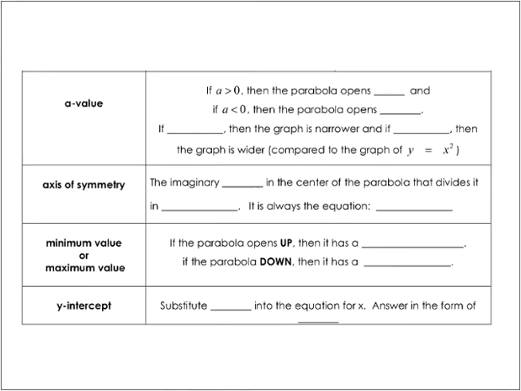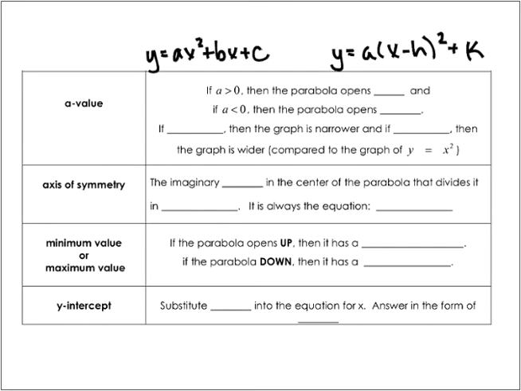Moving on, we're going to take a look at the a value. Alright, so the a value, if it's in standard form, the a is in front of x squared. In vertex form, the a is usually out in front of the parentheses. The a value is going to kind of give us the shape of the parabola.